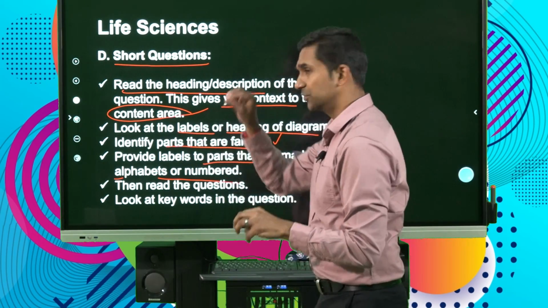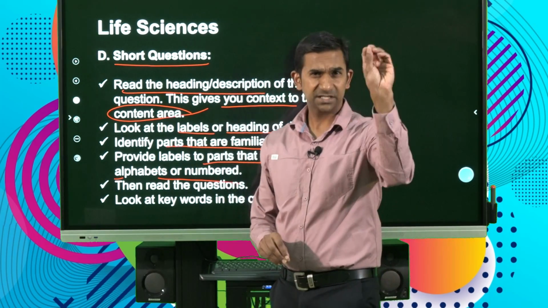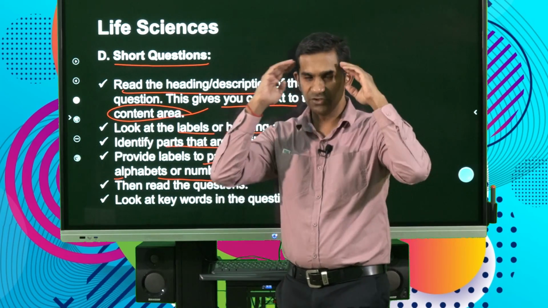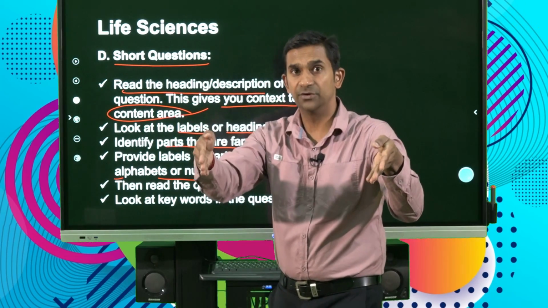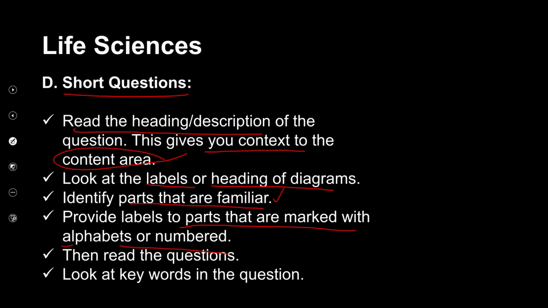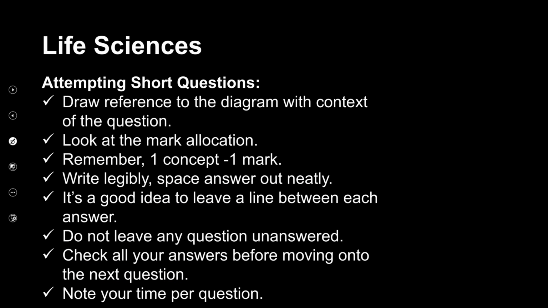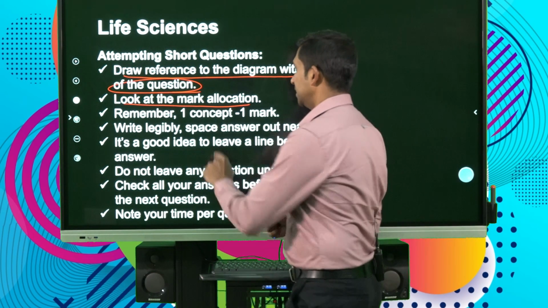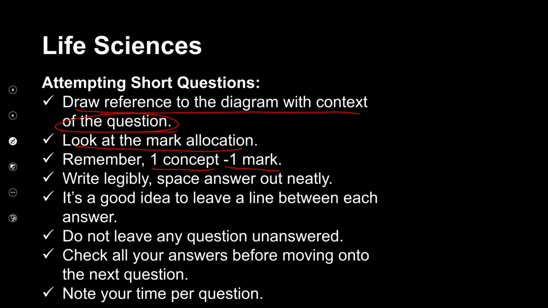If you are able to list that down and just scribble on that question paper, it gives you some context and zeroes in your focus to that specific topic. Then reread the question, look at the key words in the question. And guys, draw reference to the diagram with the context of the questions. Often these questions are linked to context, and draw reference to that from the question. Look at the mark allocation and remember that it's one concept, one mark.